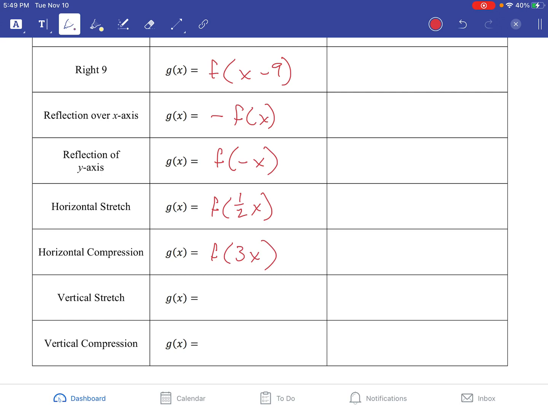Okay, vertical stretch is on the outside, and that's the opposite of what it would be for the other horizontals. So a vertical stretch is going to be a whole number. Let's put 5 times f of x. And a vertical compression is going to be a fraction. So we're going to put 1/5 times f of x.